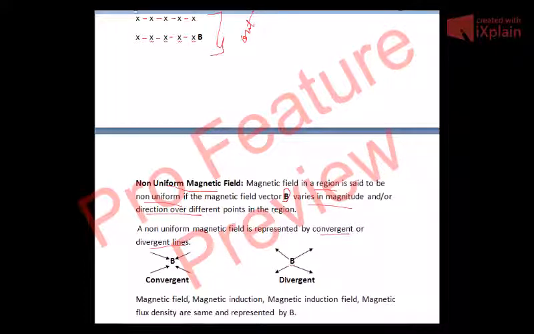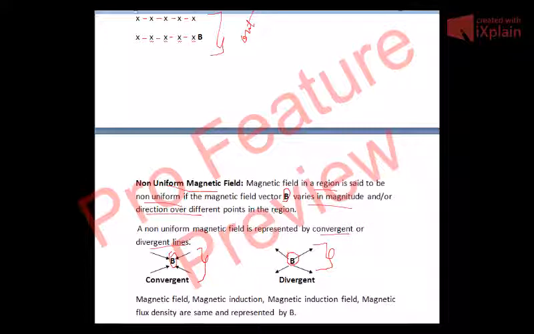See here, the lines are convergent, it means they are converging on point B here, which means that the magnetic field is non-uniform because they have different directions. If the magnitude is same, still the direction is different, so the magnetic field is non-uniform. Now here, the magnitude of the lines may be the same or different, but the direction is different again, so this is a non-uniform magnetic field. So in a non-uniform magnetic field, either direction can be different or magnitude can be different at different points, or both can be different.